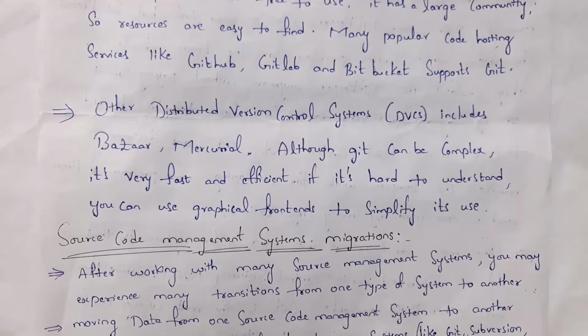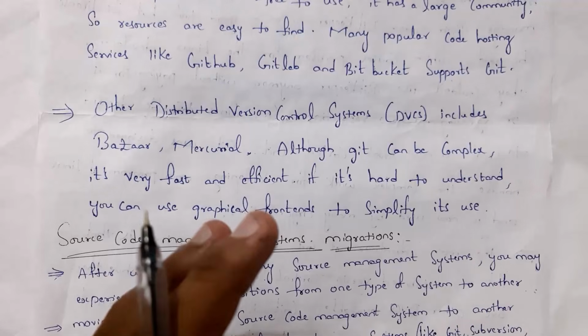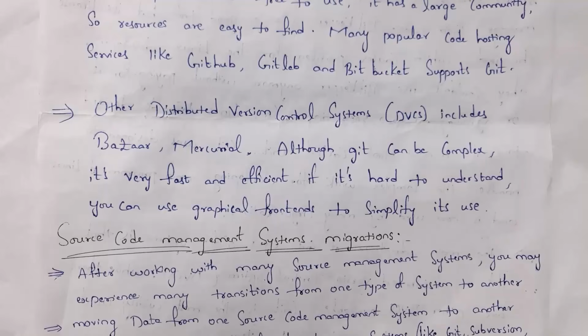Guys, Git is complex because if you want to use Git, you need to learn Git commands. Even though Git is complex, it is very fast and efficient. So if you don't know Git commands and find it hard to understand, then you can also use graphical frontends to use Git.